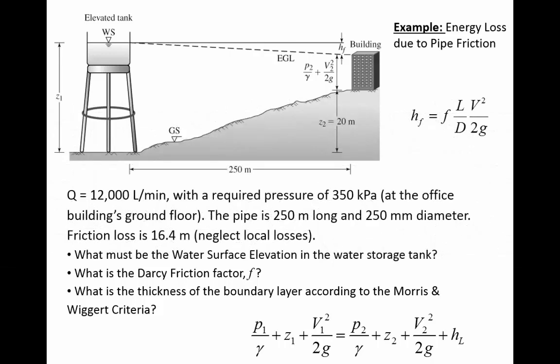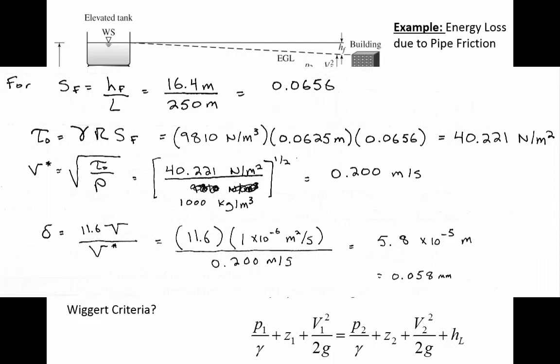Now the last thing was calculating the thickness of the laminar sublayer using the Morrison-Wiggert criteria. And that's a multi-step process. The first thing is calculating S sub f, the slope of the energy grade line. So h sub f divided by L, and we find the slope of the energy grade line is 0.0656. Since this is a circular pipe that's flowing full, we can calculate the hydraulic radius just by dividing the given diameter by 4. And that gives us the hydraulic radius of 0.0625.